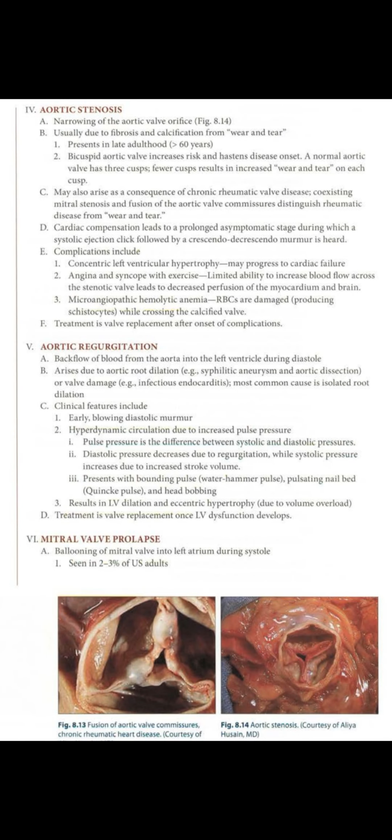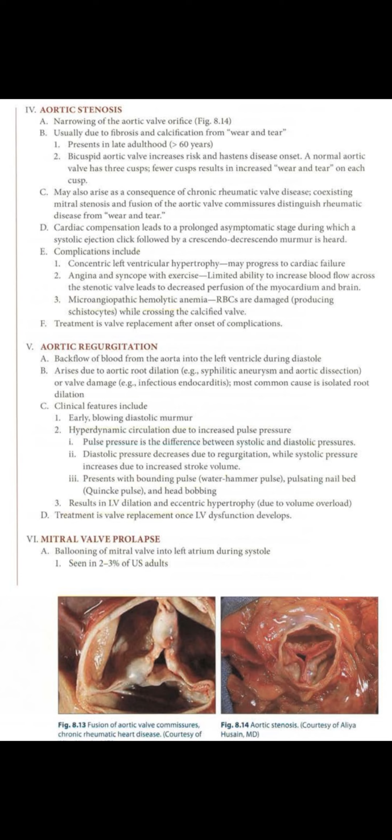Aortic stenosis: narrowing of the aortic valve orifice, usually due to fibrosis and calcification from wear and tear. Presents in late adulthood, more than 60 years. Bicuspid aortic valve increases risk and hastens disease onset.